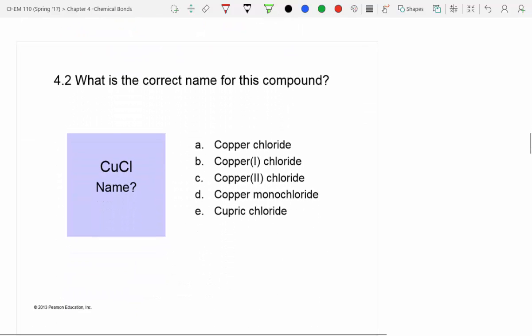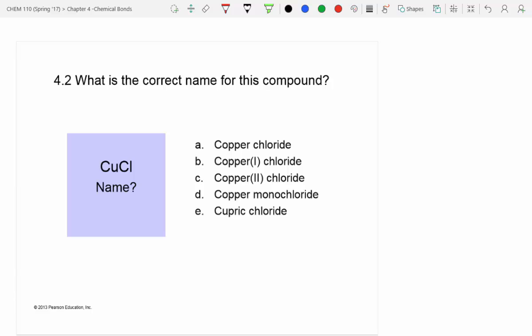All right, what is the correct name for this compound? CuCl. So if we use the flowchart system, is it ionic or covalent? Ionic, copper's a metal. And then we have to determine: does it have a transition metal or no transition metal? Transition metal. So we do need to use the Roman numerals because there's a transition metal.